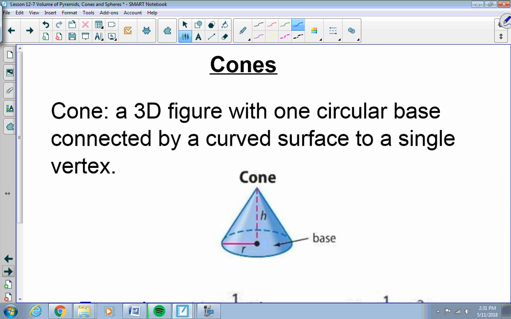Cones. A 3D figure that has a circular base and a curved surface and a single vertex. Not a triangle. They're pretty much all the same, except for spheres, which are not.